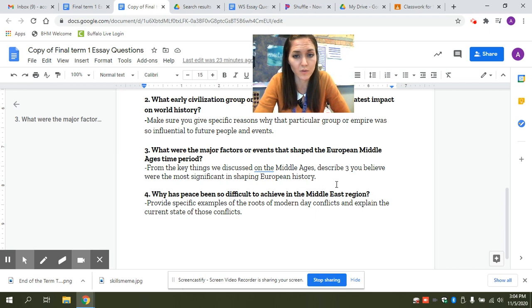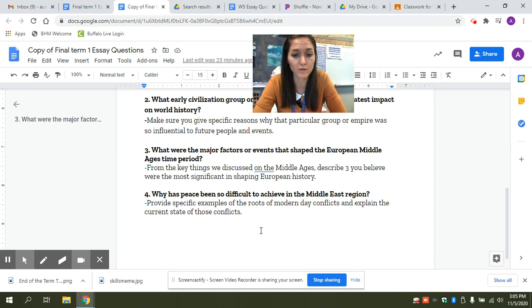Since it's the most recent one, we can kind of go over how you might want to structure your outline or graphic organizer for the Middle East. You might want to choose one conflict that we've talked about, 3 things that would describe it, maybe its roots, who's fighting and why they're fighting, and then details within those, so specific names, dates, etc., and then a concluding sentence.